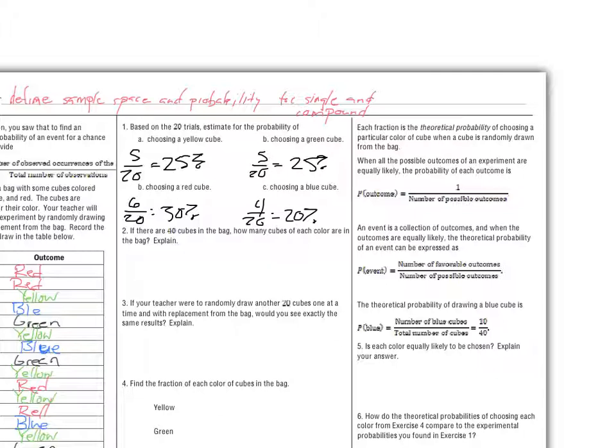If there are 40 cubes in the bag, how many of the cubes of each color are in the bag? Explain. So based on our representations here, we should be able to use that. We can use part is equal to percent times whole, or we can think about using equivalent fractions. So think to yourself, what is the way that you would use to determine, based on our observed probability, how many cubes are in the bag? Go ahead and make an estimate for me for each color.